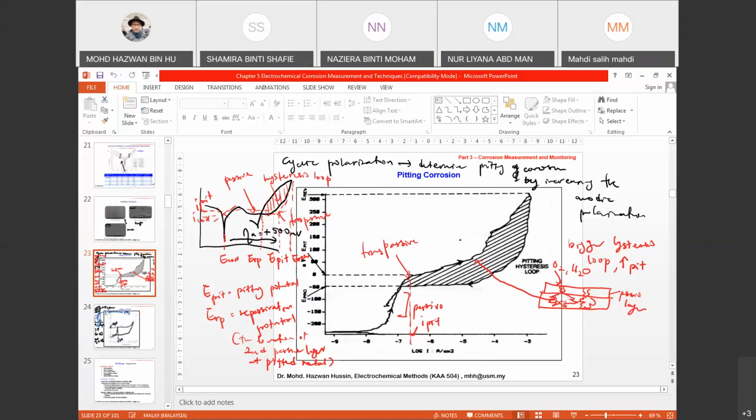So the profile of the Tafel plot that you will get in the end is not only a reverse Tafel, but also a production of a hysteresis loop. As I said, if you have a bigger area of hysteresis loop, it means that you have a lot of pitting. So this gives you some indication of how severe the corrosion process or how severe the pitting process is, right?